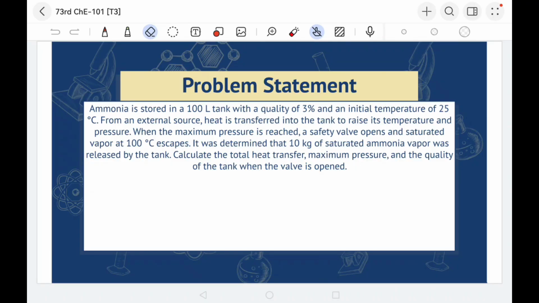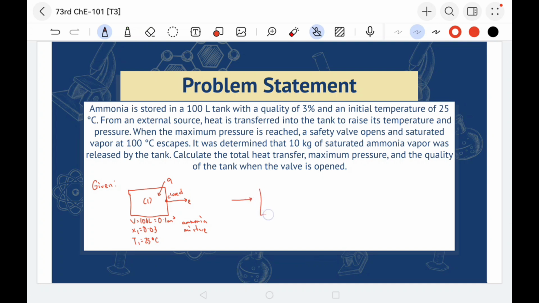In problems like these, it is important that our diagram is correct. So to start off, let us write our given. Let us assume this box is our system. So we have state 1, in which the volume is 100 liters or 0.1 meters cubed, with a quality of 0.03 or 3% and a temperature of 25 degrees Celsius. It is an ammonia mixture. And we also know that our valve is closed. Let's label that stream E. And it is also stated that heat enters the system. So this is our state 1.